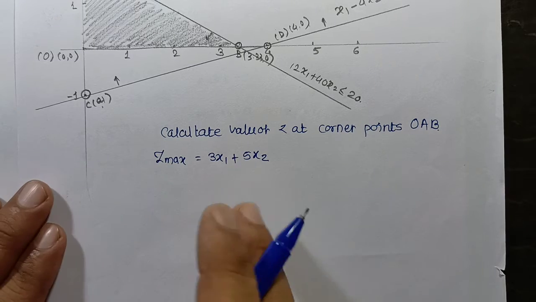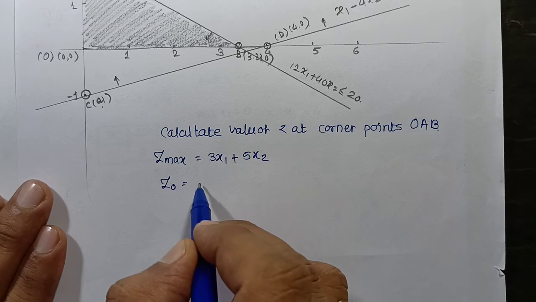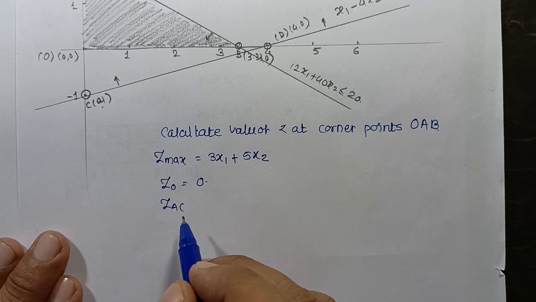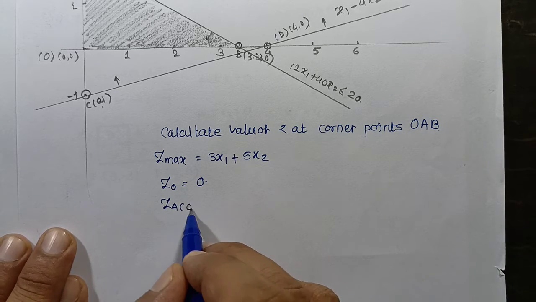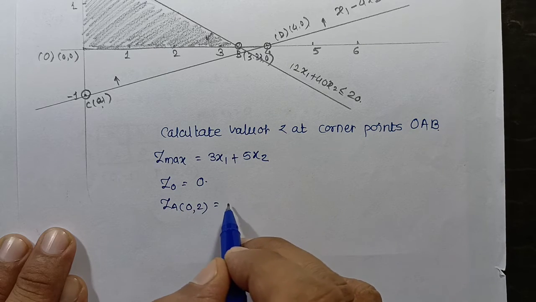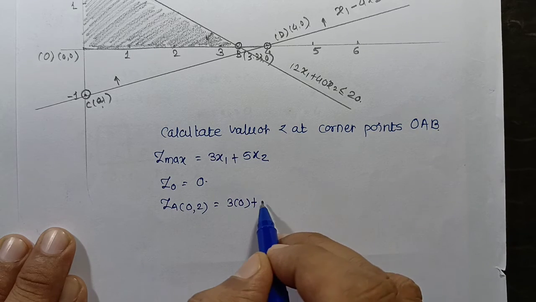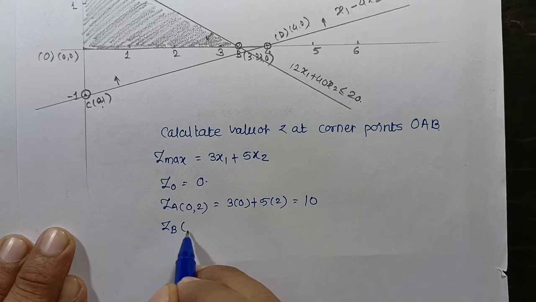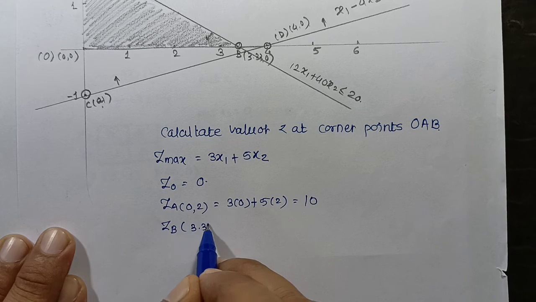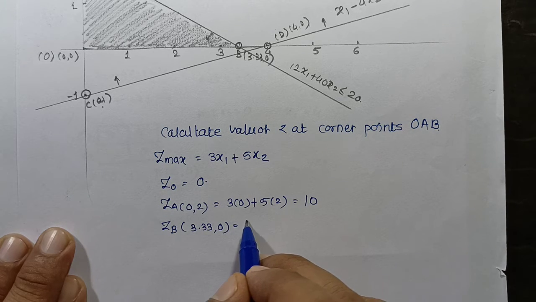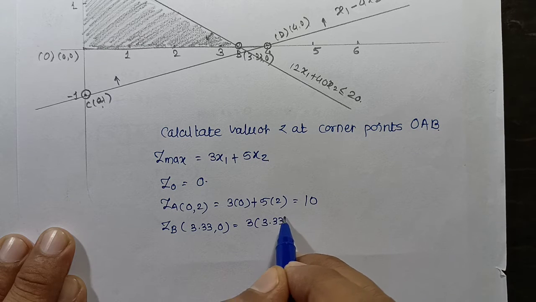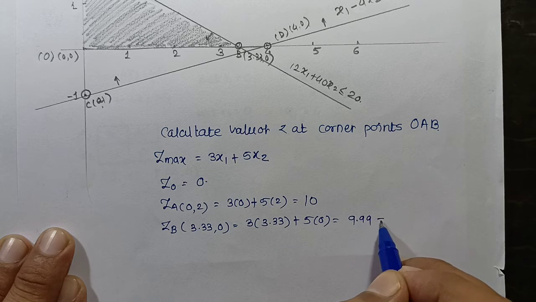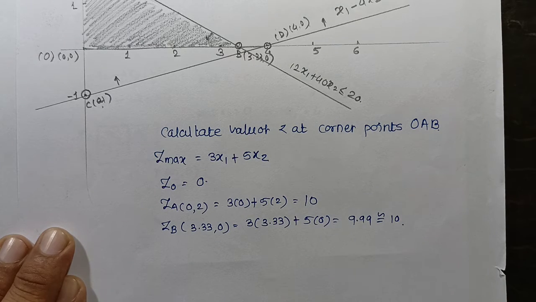Now I'll just put the values. At Z0, this is nothing but 0. All coordinates are 0. At ZA, where the coordinates are 0, 2, so I'll just put 3 into 0 plus 5 into 2, and the answer is 10. At ZB, which has coordinates like 3.33, 0, so 3 into 3.33 plus 5 into 0, that is nothing but 9.99, which is very close to 10.